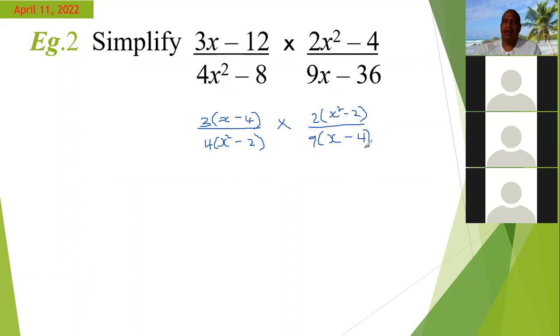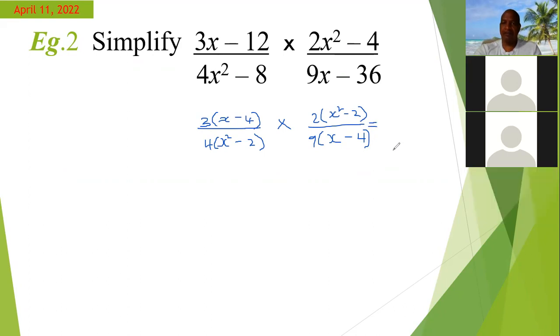All right, so now that we have factorized both numerators and denominators, can we cancel anything? Yes, sir. We're canceling numbers first, and then cancel expressions after. So in terms of the numbers, what can be canceled?